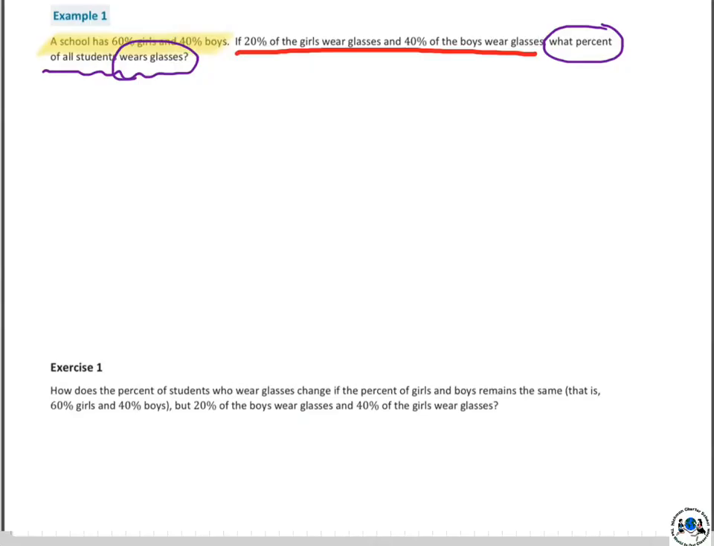Okay, so let's see where we got here. Let's work with the girls first. We know that this school has 60% girls, and 20% of those girls wear glasses. So let's work with those two, that 60% and that 20%. What do we do with those two percentages? Hopefully you knew what to do with those. And again, I emphasized the word of. Let's see what I did with them.